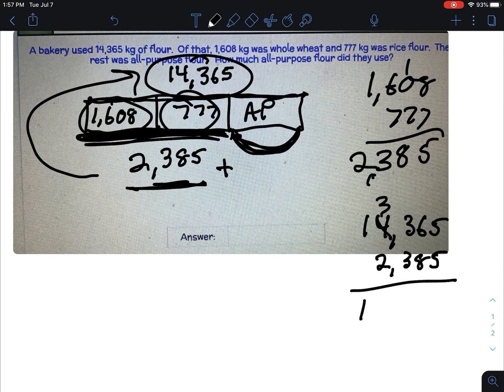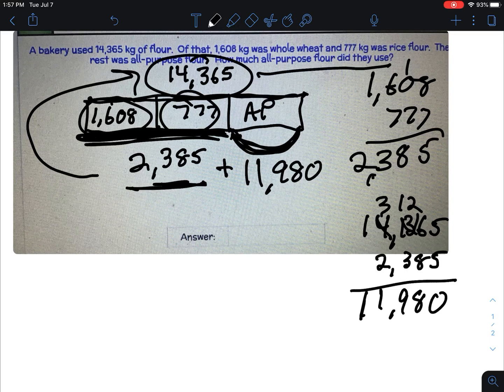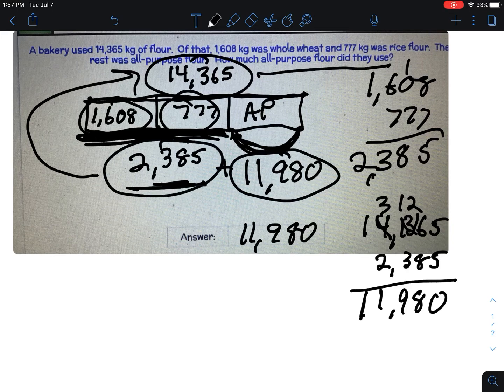Okay, I'm going to have to borrow a few times here. It's 8, and it's a 0. Okay, so the remaining part, which is what they're asking for, the all-purpose flour, is 11,980 kilograms. And you can check to see if you're right by adding this with this to see if you get the total they gave you from the beginning. Okay?